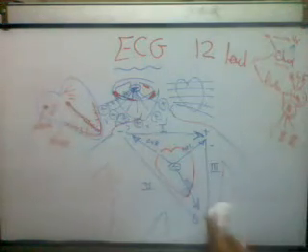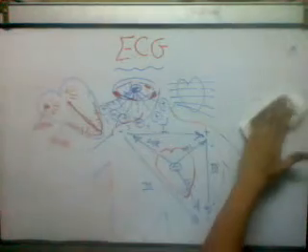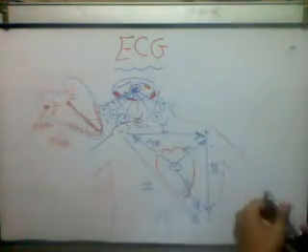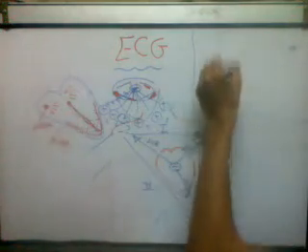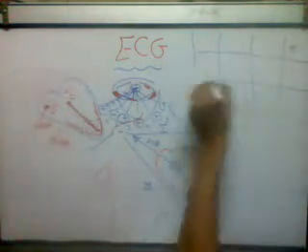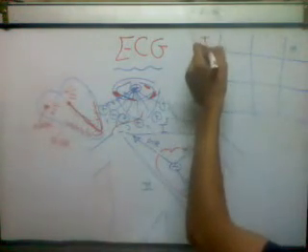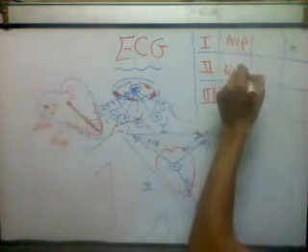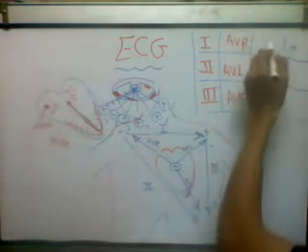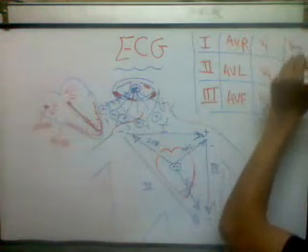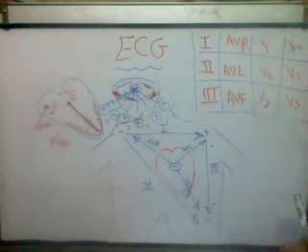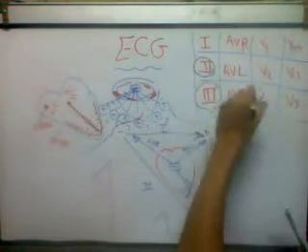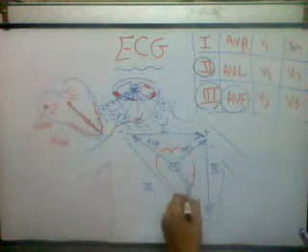So let's make a table to make it simpler. These are the leads: lead 1, lead 2, lead 3, AVR, AVL, AVF. And this is lead V1, V2, V3, V4, V5, V6. If I want to see the inferior part of the heart, I look at leads 2, 3, AVF. This is the inferior part of the heart.